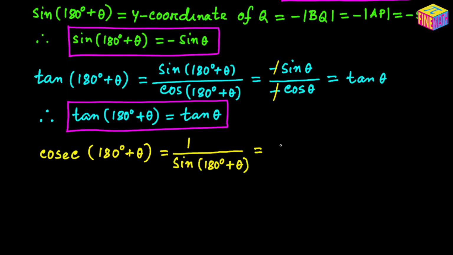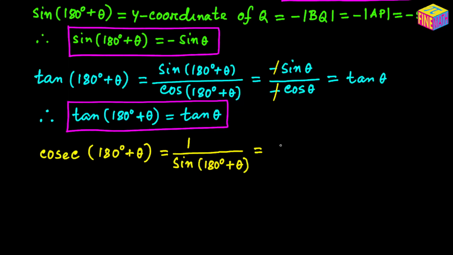And now we are left with the last one, which is the cotangent of 180 degree plus theta. So let's derive that. We know that cotangent is the ratio of cosine over sine. So we can write it as cosine of 180 degree plus theta divided by sine of 180 degree plus theta. Now what is the value of cosine of 180 degree plus theta? Well, that is actually negative of cosine of theta. And then what is the value of sine of 180 degree plus theta? That is again negative of sine of theta. We have already derived these two values at the beginning. So here cosine of 180 degree plus theta is equal to negative of cosine of theta. Similarly, sine of 180 degree plus theta is equal to negative of sine of theta.